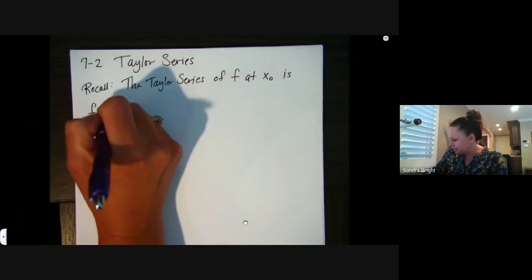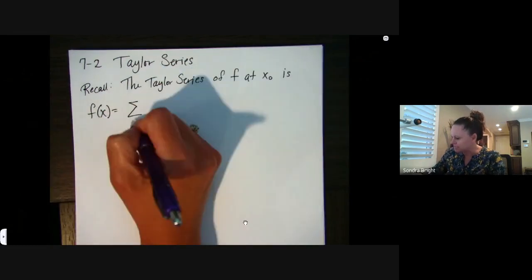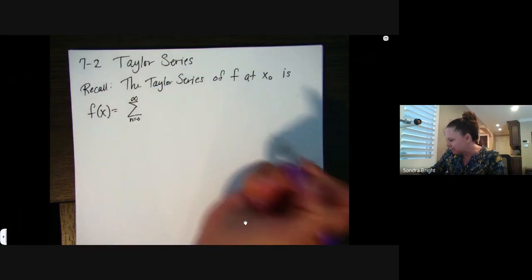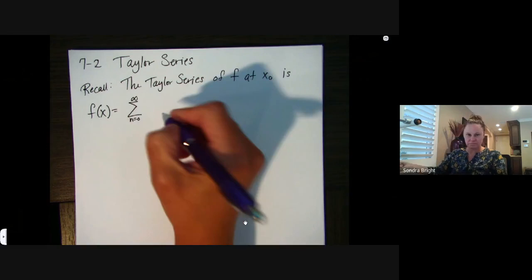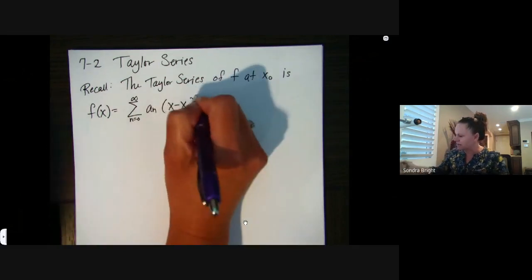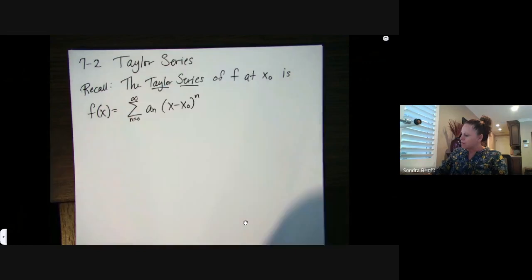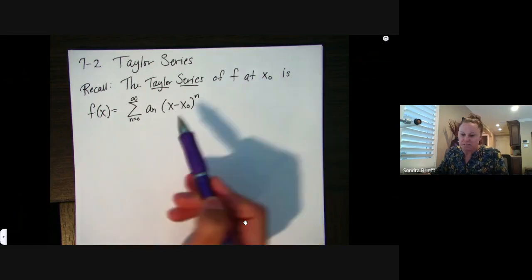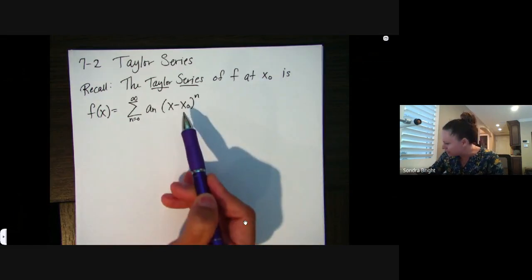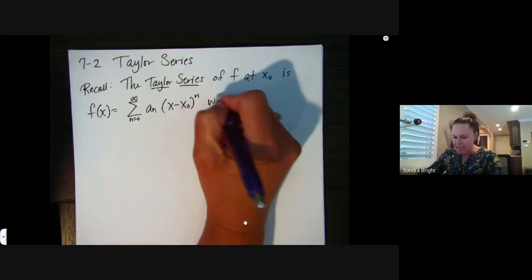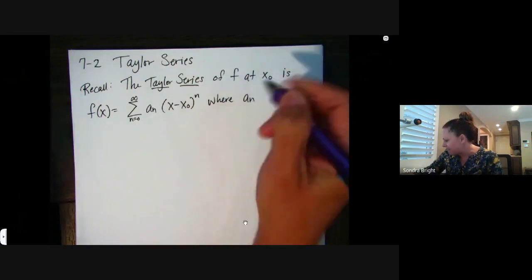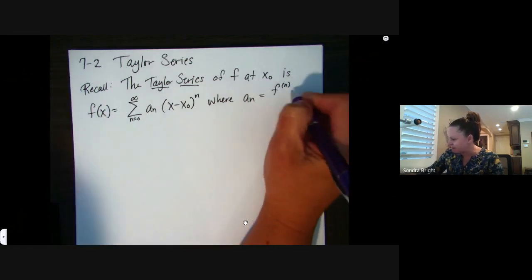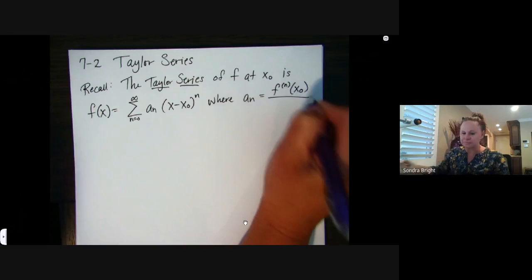f of x is given by sigma, where sigma starts at 0 through infinity, of an times x minus x naught to the nth power. So this is a Taylor series, and it's f at x naught. That's where this x naught will be a constant, right? What does an stand for? An is the nth derivative of f evaluated at x naught over n factorial.